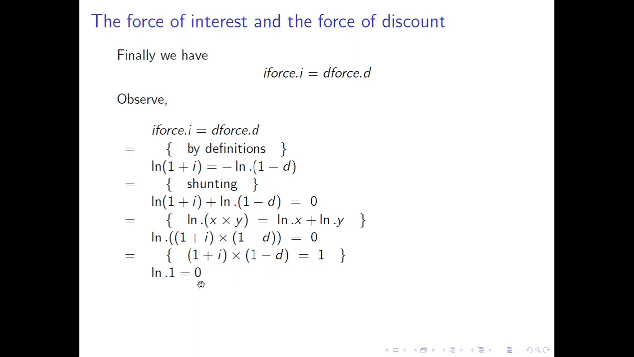So we have that ln of 1 is equal to 0, and that is in fact a true property of the natural logarithm. So we're done.